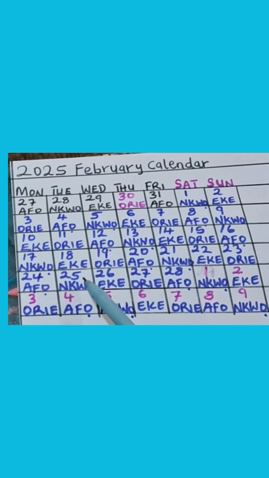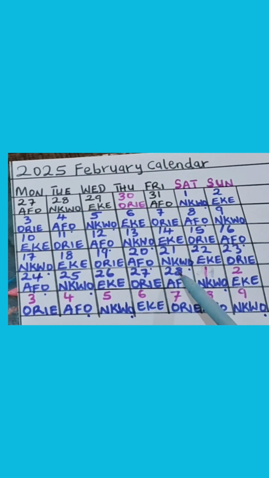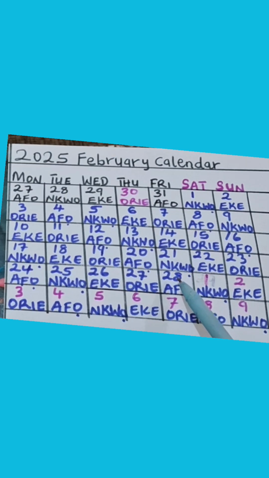24th, Afo. 25th, Nkwo. 26th, Eke. 27th, Ore. 28th, Afo. 28th February is Afo Day. And February 2025 ended on 28th.